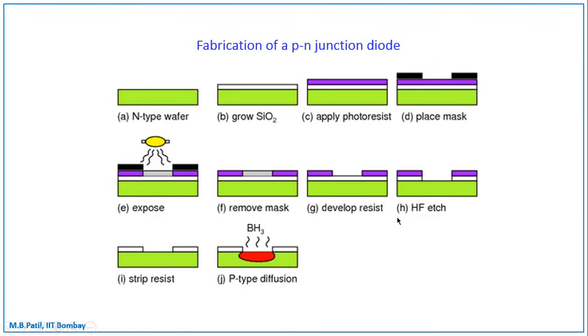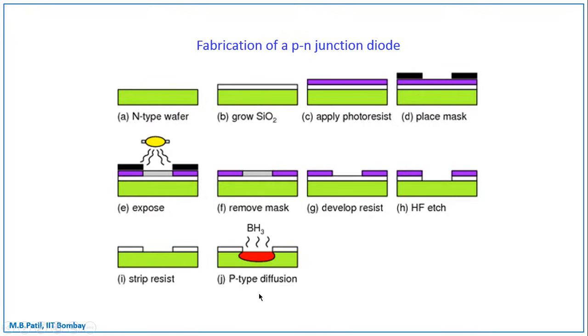That is followed by an etching step in which the silicon wafer is immersed in hydrofluoric acid, HF. Now this part of the oxide which is exposed gets dissolved and this part which is protected by the photoresist remains. So at the end of this step, what we do is strip the resist. That means we dip the wafer in some other chemical which removes this photoresist.